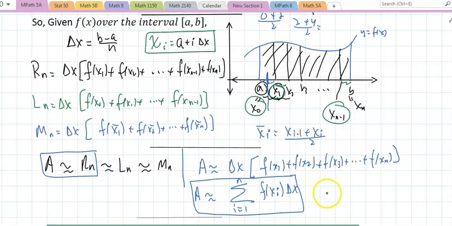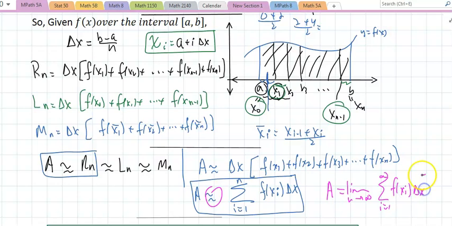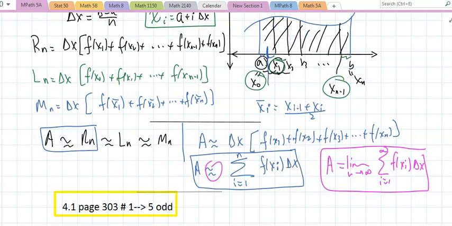And therefore, to get the area to equal, not to be approximate, you take the limit as n approaches infinity of this series. And that will give you the exact area. There's a small catch, we'll talk about it next class meeting. There's the homework, only 1, 3, and 5.